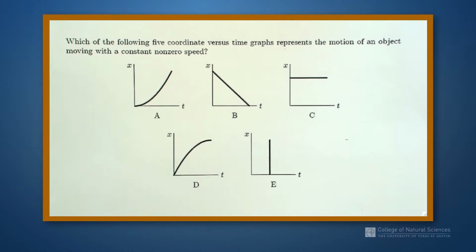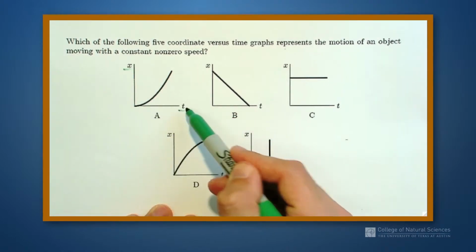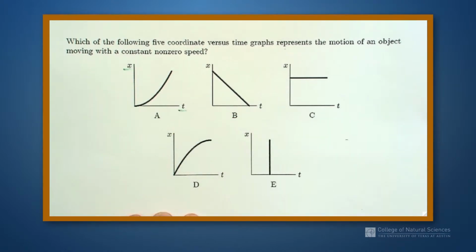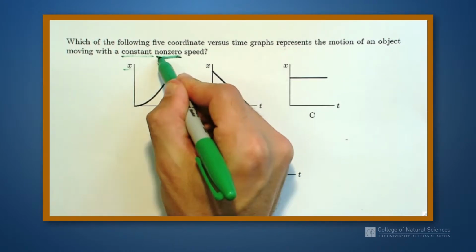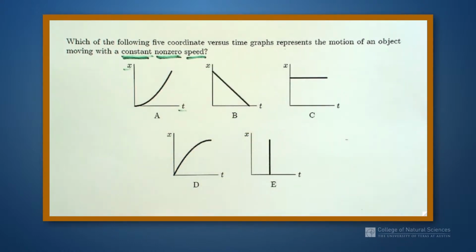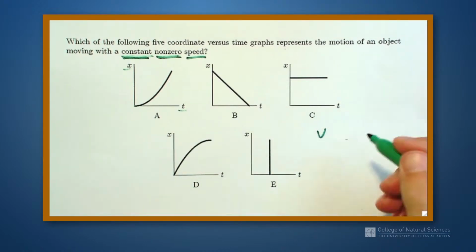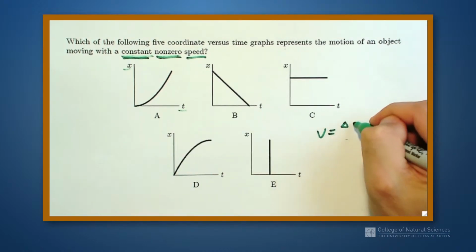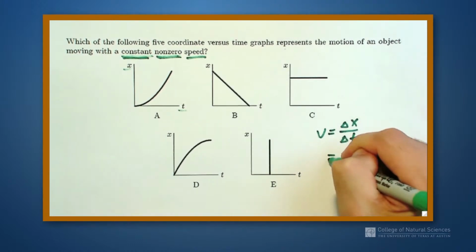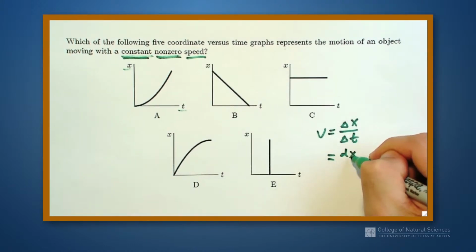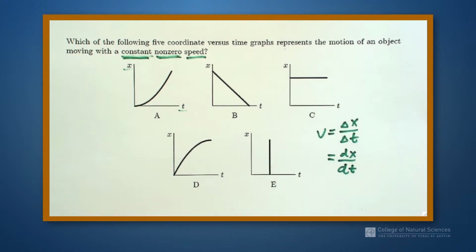It says, which of the following 5 coordinate versus time graphs, so position versus time, we have position and time, which of these graphs represents the motion of an object moving at constant, non-zero speed? Well, we know that the velocity or the speed of an object is equal to the change of position over the change of time. Or if we've had calculus, it's the derivative of position with respect to time. So really, looking at these two things, they're just saying, what's the slope of the line?